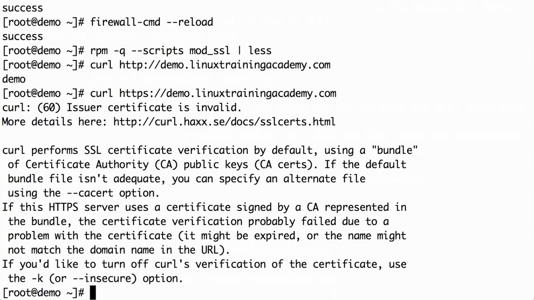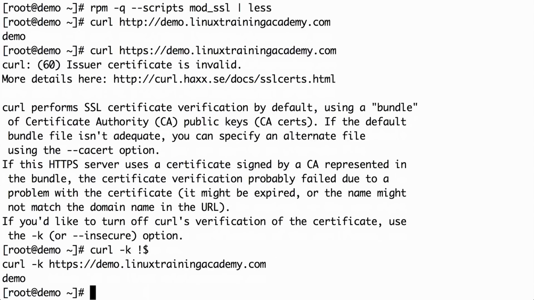Curl reports an error. It says the certificate is invalid. And again, we know that's fine because it's a self-signed cert. Here it gives us some instructions to ignore this error if we want to. So we can use curl -k and then provide the address again. By the way, I'm going to use a little shortcut here, which is $!, and hit enter.